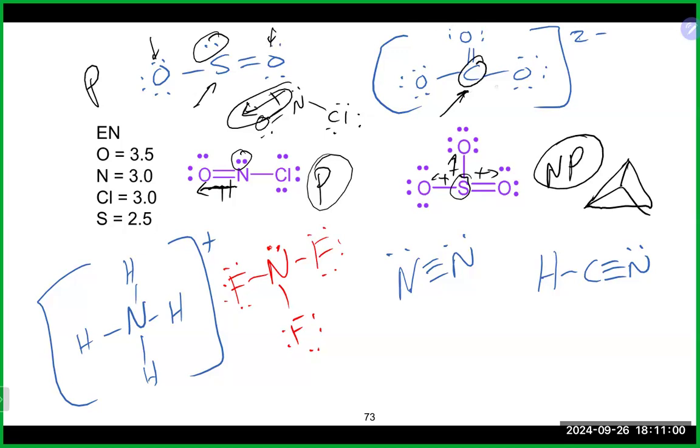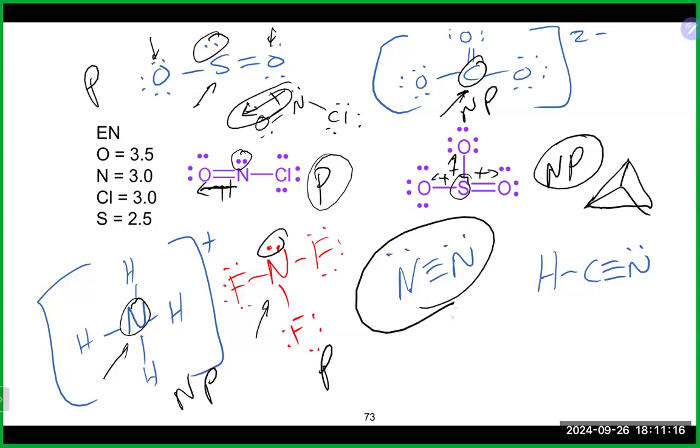Non-polar, no dots. Everything's the same. Polar or non-polar? It is non-polar. No dots. Everything's the same, right? Polar or non-polar? Polar, dots. Everything's the same, right? Polar or non-polar? It is non-polar, diatomic, right? They cancel each other out.